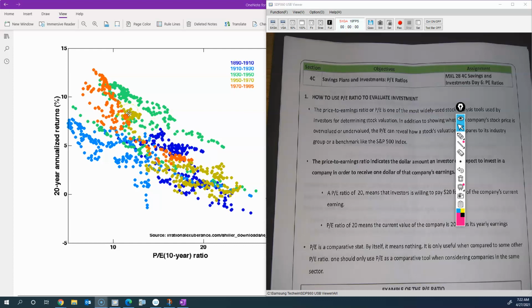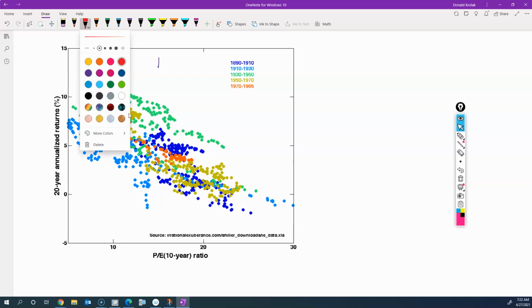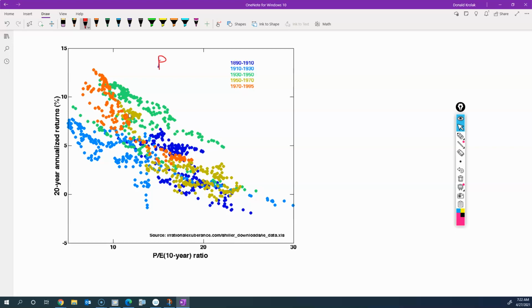All right, guys. So what we're looking at today is one of the biggest indicators that you can use when you are going to purchase a stock, and it's known as the P/E ratio. It's right here.